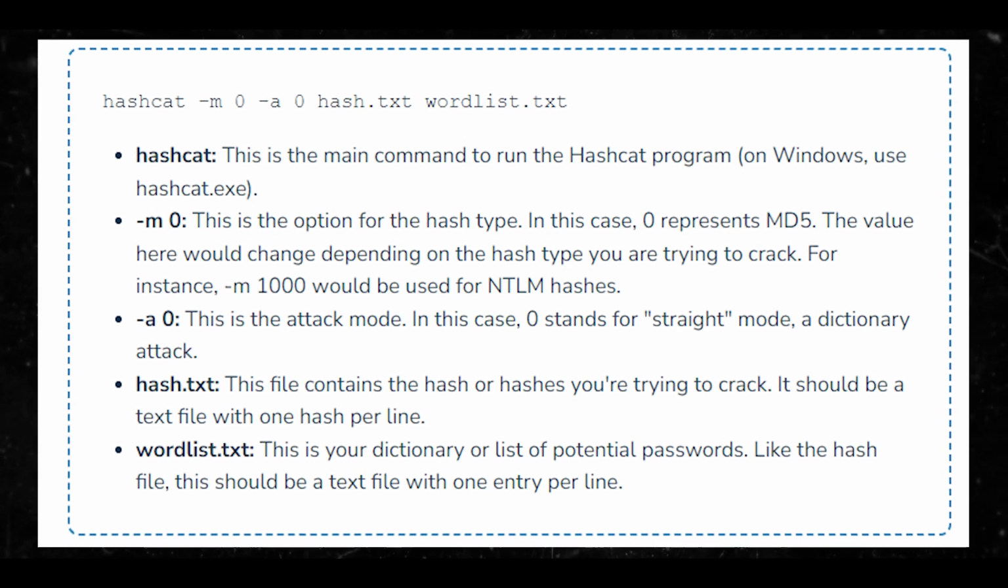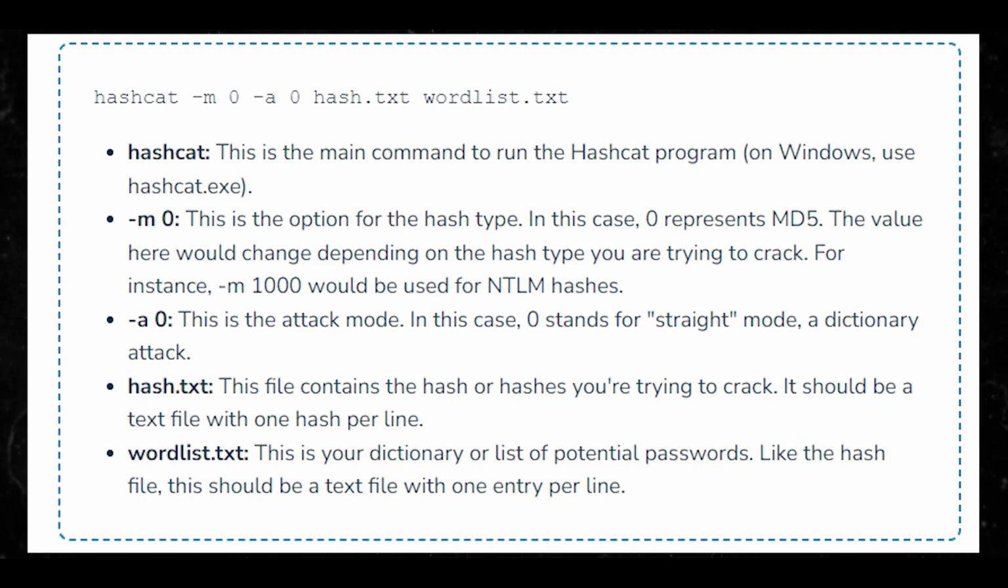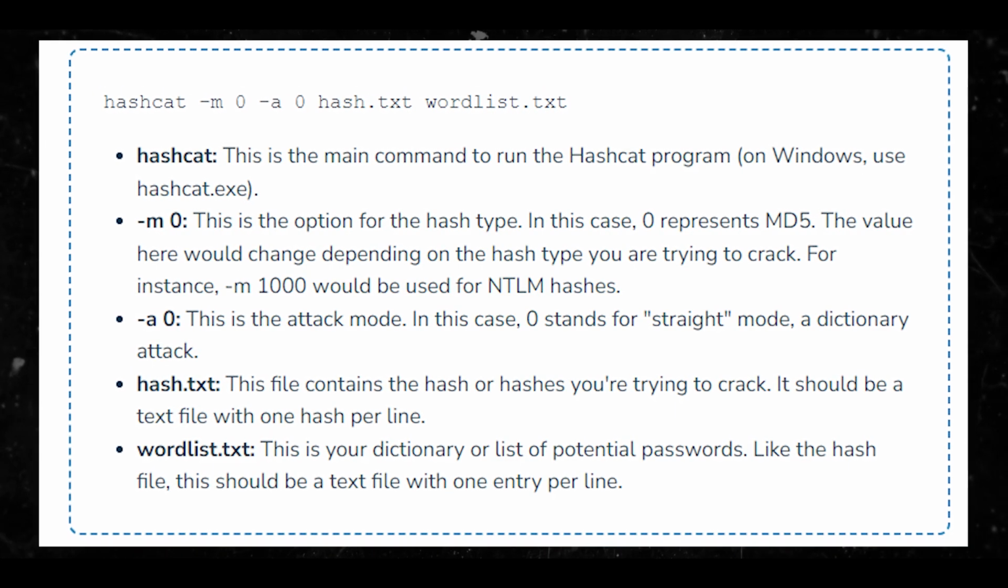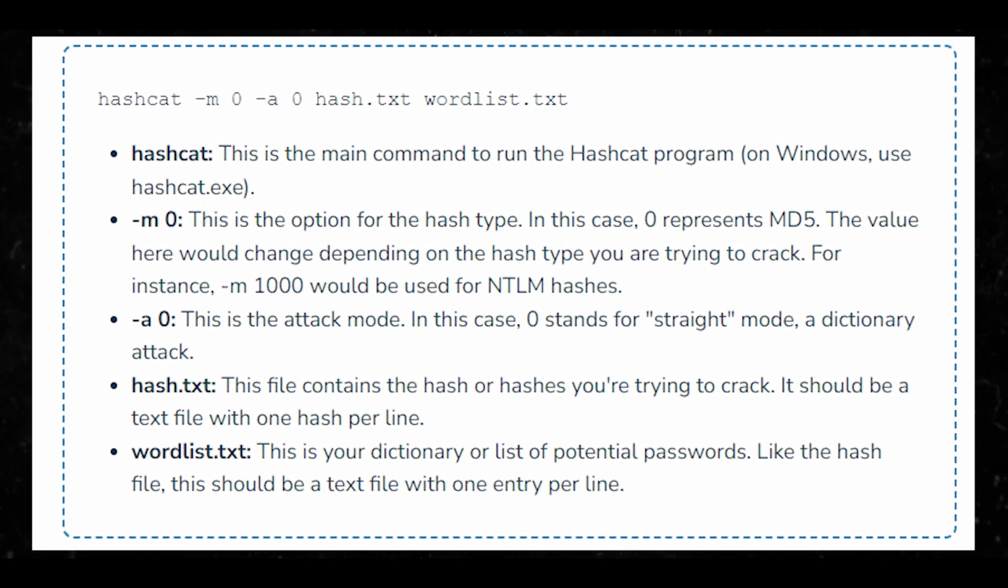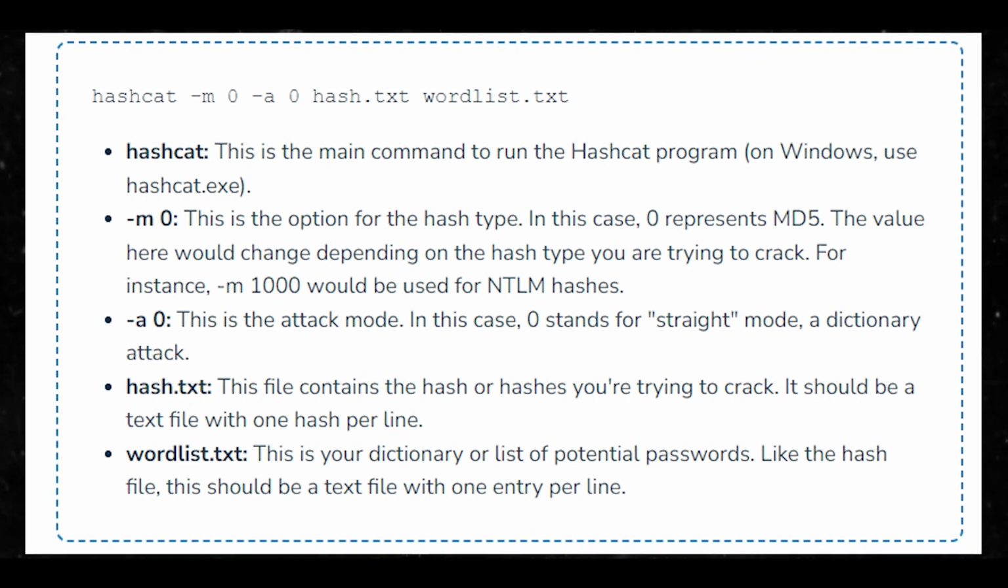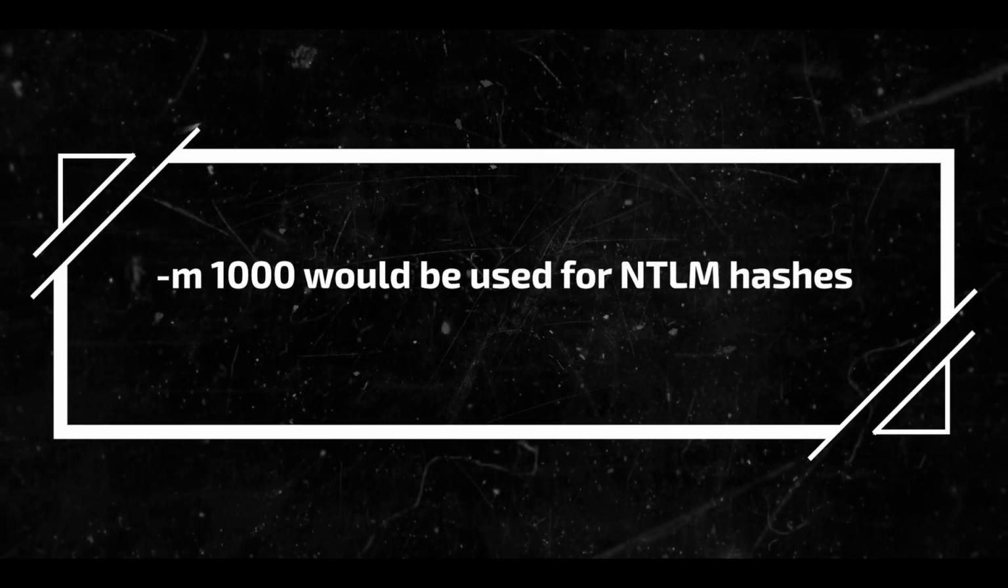Hashcat, this is the main command to run the Hashcat program. On Windows, you use hashcat.exe, that executable. Then you have the -m option, which is the option for the hash type. In this case, 0 represents MD5. The value here would change depending on the hash type you are trying to crack. For instance, -m 1000 would be used for NTLM hashes.